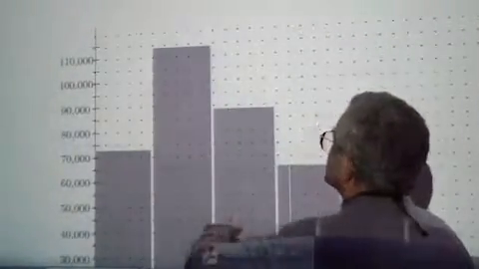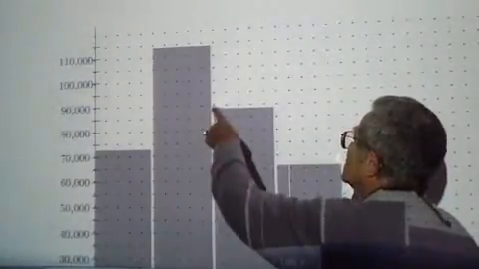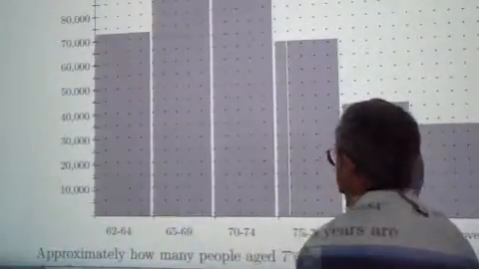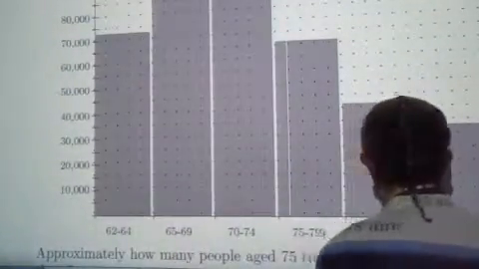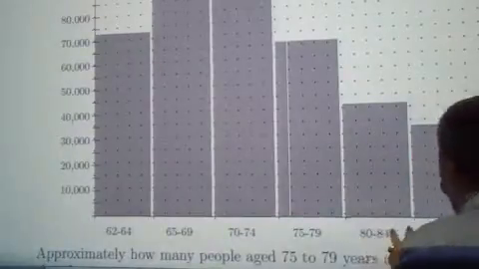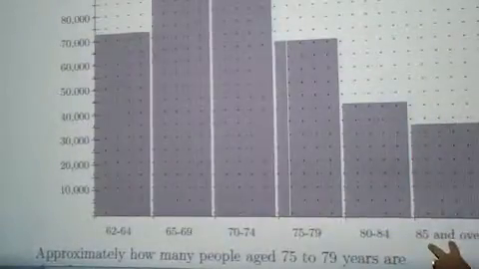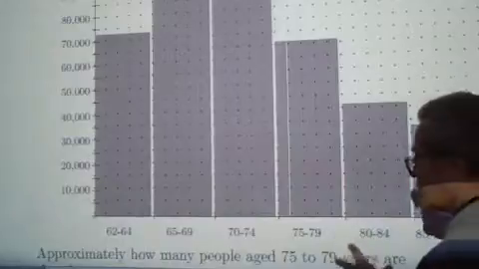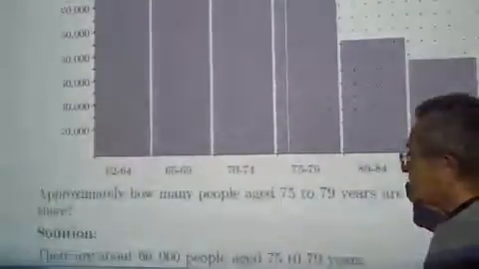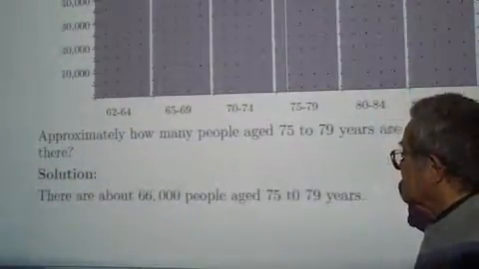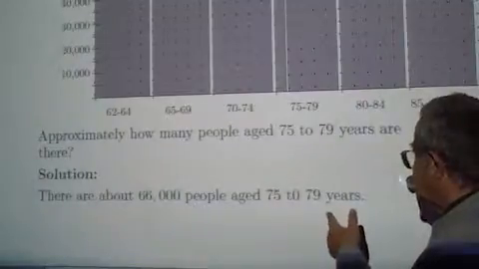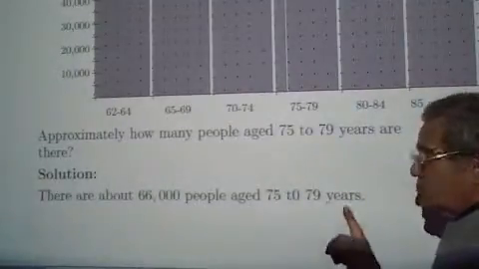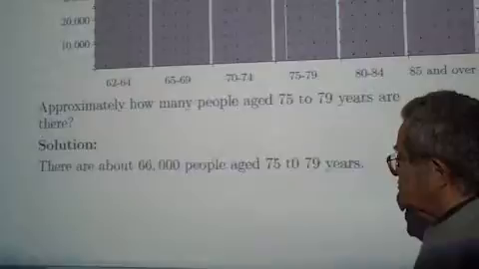Again, you can look at this quickly. What was the biggest population? Over 110,000 people, 65 to 69. The least, 85 and over. Okay, so at a quick glance you can get information. There are about 60,000 people aged 75 to 79. About. That's the best you can do. It won't be exact.